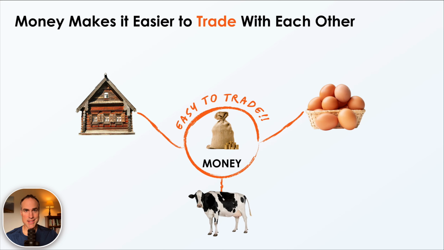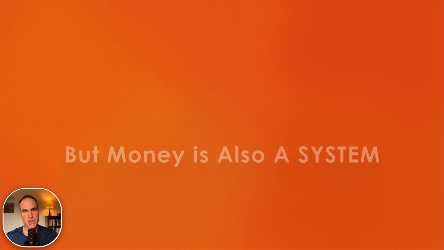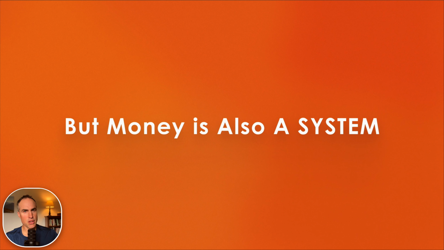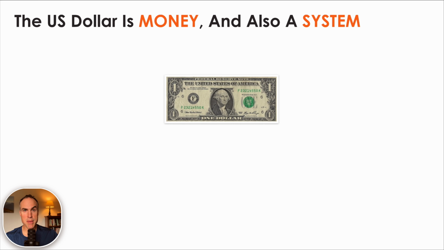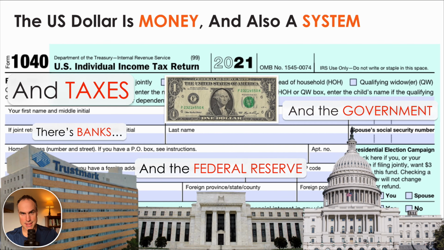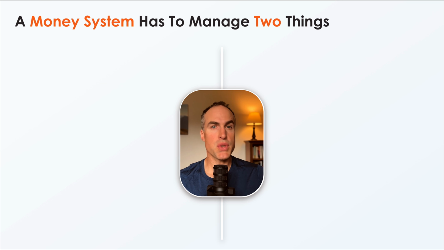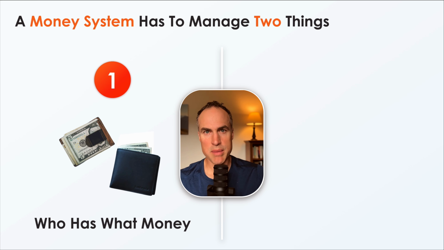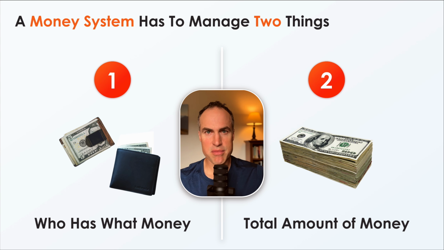They usually think about it as a thing that sits in the middle that you trade for other things. But money is also a system. For instance, if we look at the US dollar system, it's a piece of paper, but it's also a system, and it has something to do with your bank, the central bank, the Federal Reserve, the government, and taxes. And this money system manages two things. It manages who has what money, and it manages the total amount of money in the system.